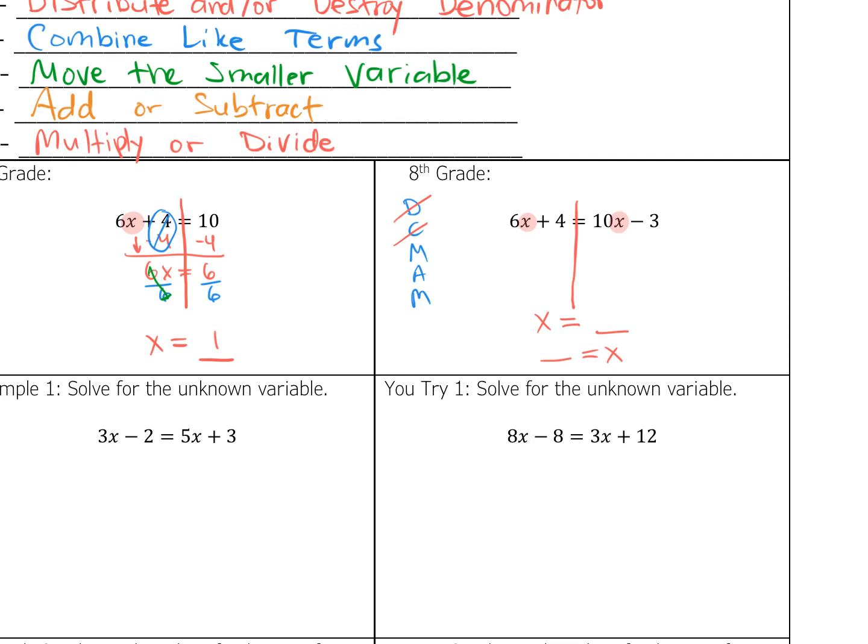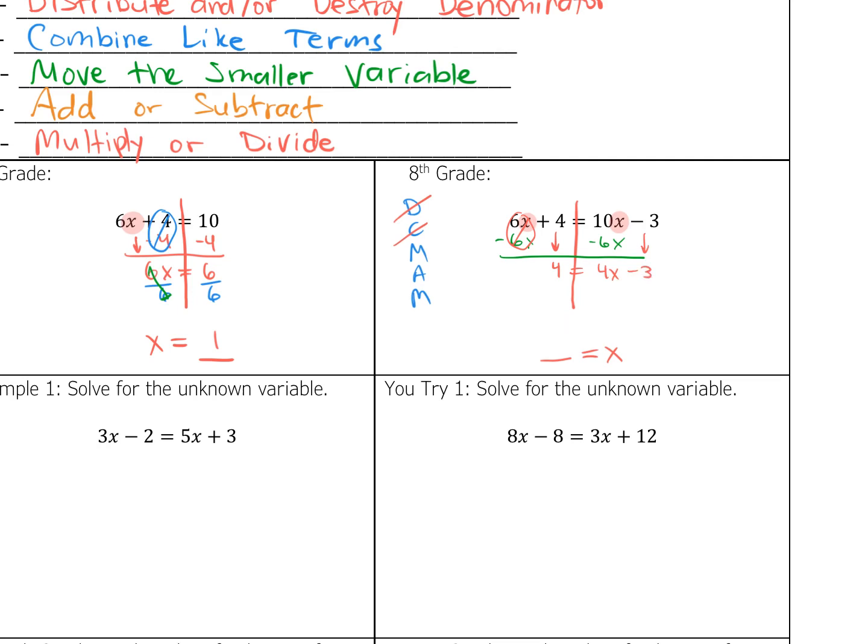Well, in this, I have 6x and 10x. The smaller one will be 6x, so I'll subtract 6x on both sides. And so when I do that, 6x minus 6x will be 0. So I'm left with 4. And then 10x minus 6x is 4x. Bring down the minus 3.